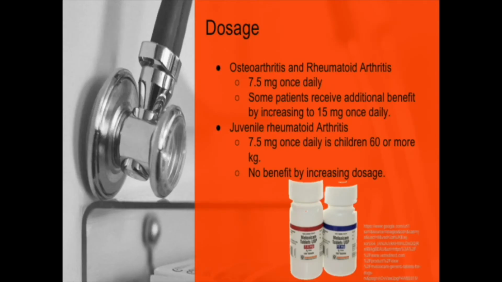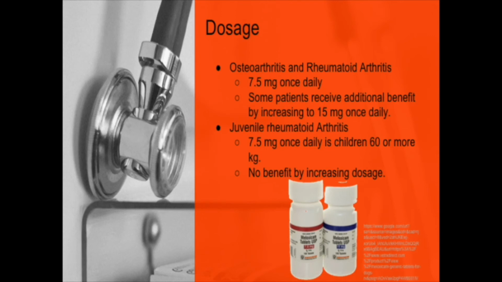Use the lowest effective dose for the shortest duration consistent with individual patient treatment goals. After observing the response to initial therapy with Mobic, the dose can be adjusted to suit the patient's needs. For osteoarthritis and rheumatoid arthritis relief, the recommended starting oral dose is 7.5 milligrams once daily, and some patients may receive additional benefit by increasing the dose to 15 milligrams once daily.